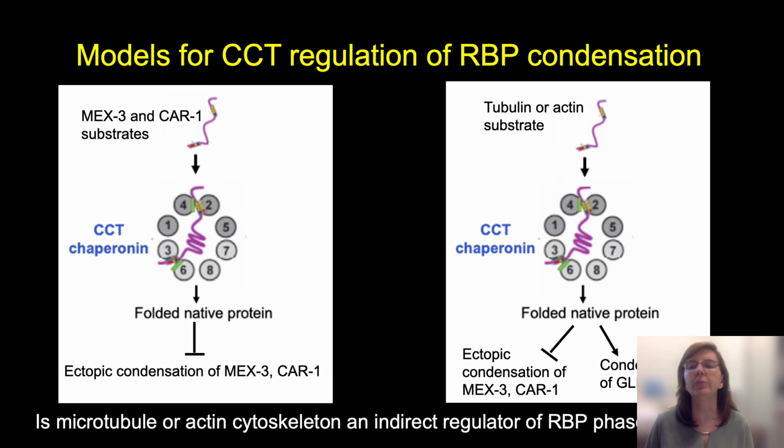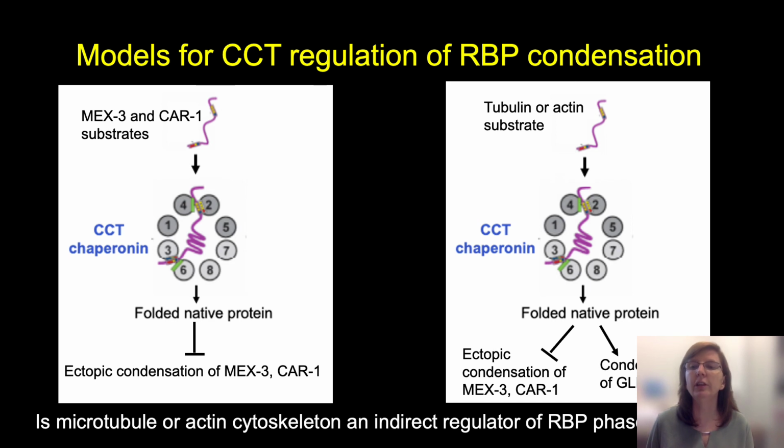An intermediate substrate of CCT, such as tubulin or actin, may be required to prevent the ectopic condensation of MEX3 and CAR1. And certainly it seems likely that an intermediate of some kind is involved in terms of promoting the condensation of GLH1 into granules in oocytes. Interestingly, from the literature, we know that the disruption of microtubules often can result in the increased size of RNP granules, and this is seen in diverse model systems: yeast, zebrafish, and fruit flies.